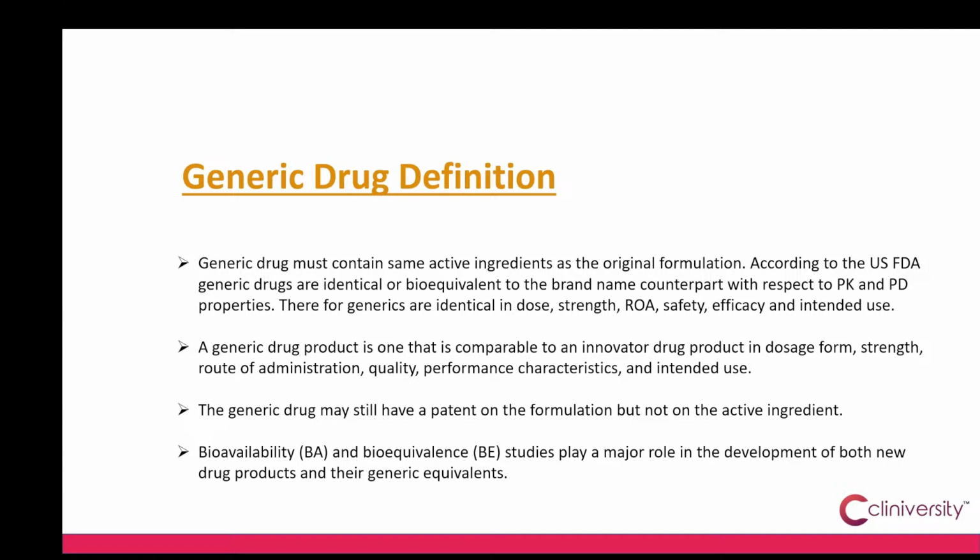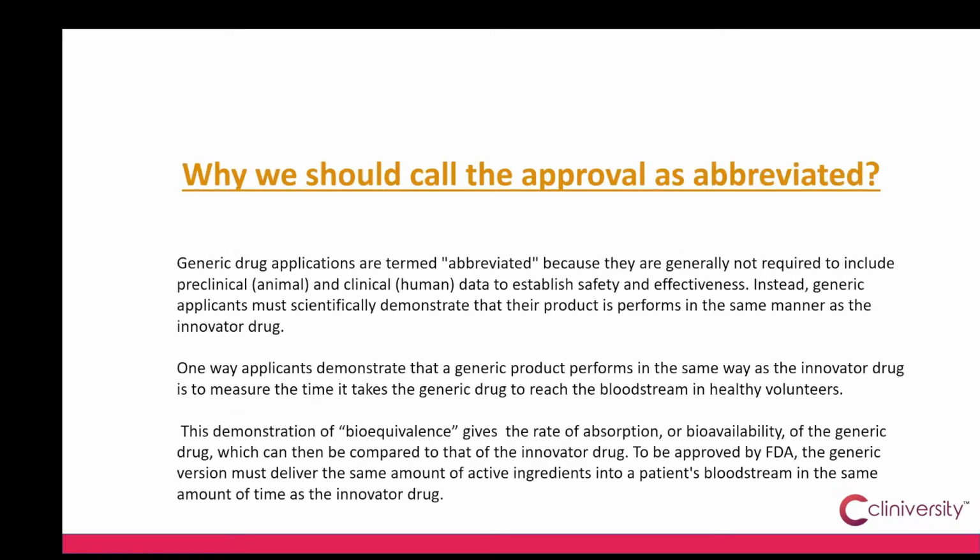And 99% of your generic drug molecules will get approval, because it is just a copy of the original molecule. So why should we call this particular approval an abbreviated approval? Generic drug applications are termed abbreviated because they are generally not required to include preclinical or clinical trials. See, when I'm repeatedly saying it is a copy of the original medicine, the original medicine has already undergone preclinical trials and also clinical trials.